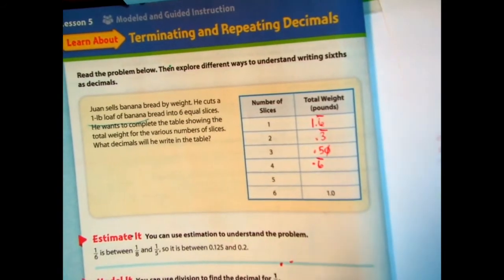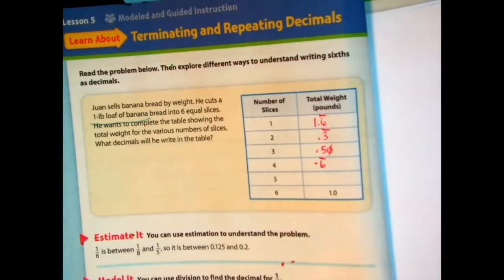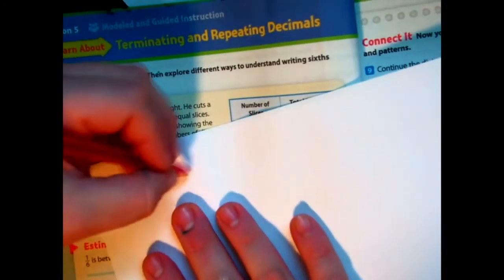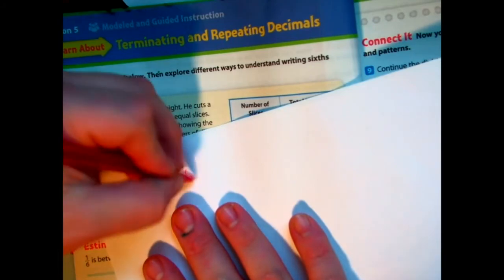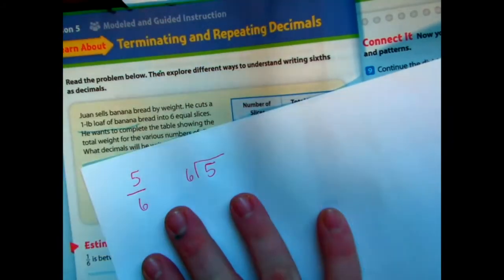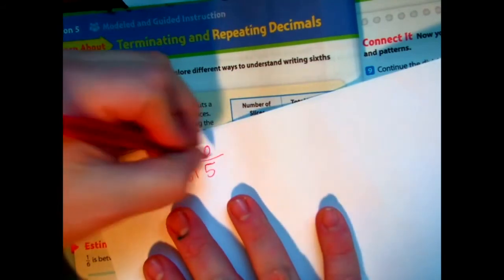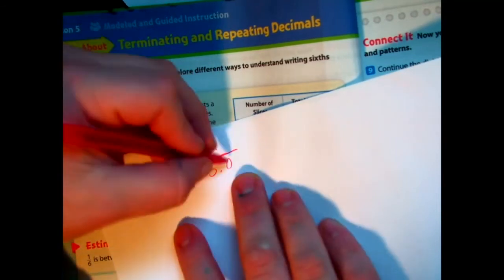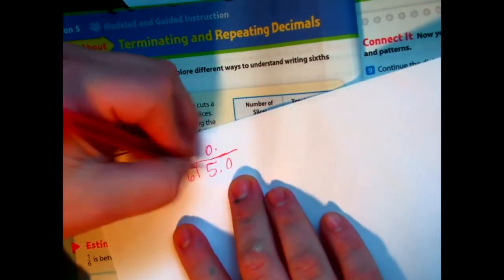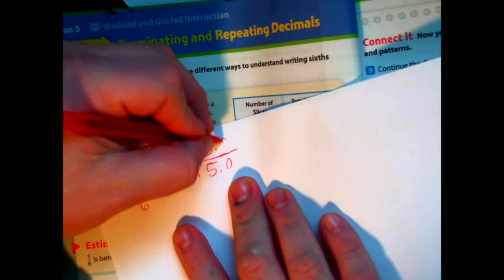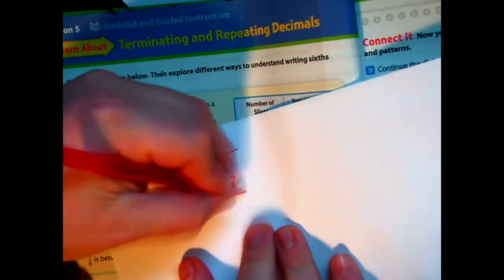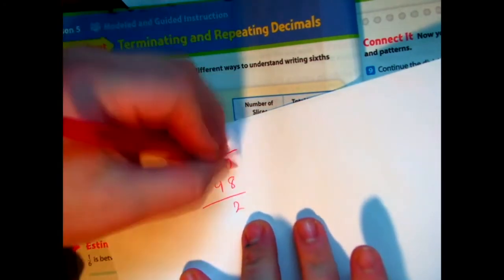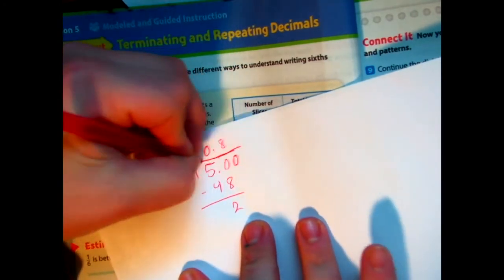Now what about 5/6? What is that equal to? How many times can 6 go into 5? That's what I need to ask myself. 6 can't go into 5, so I have to break it apart. When you break it apart, you put the decimal point right there and the 0 right here. So how many times can 6 go into 50? Well, 6 times 8 is 48. 50 minus 48 is 2.